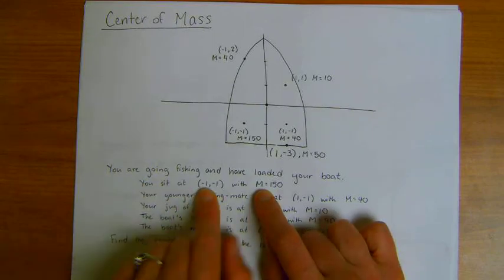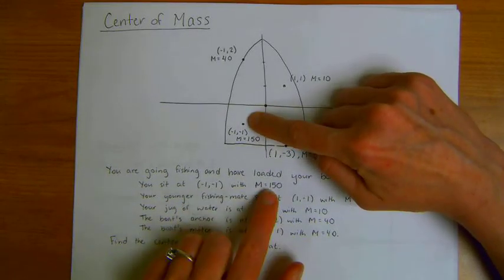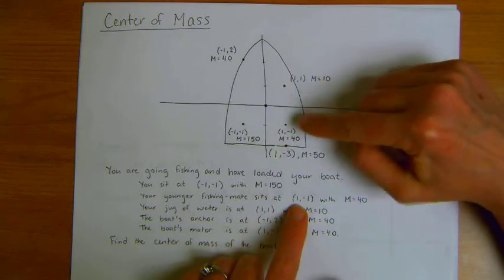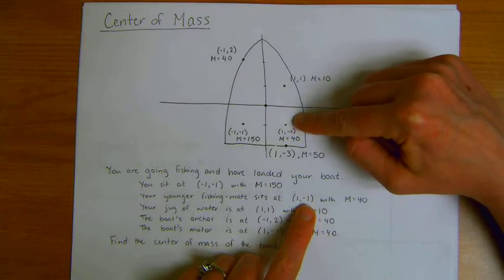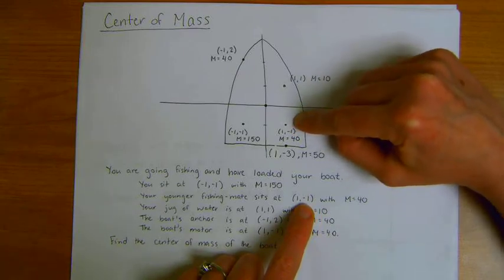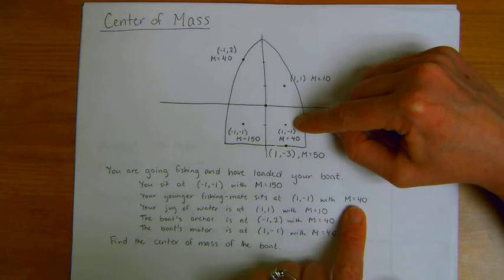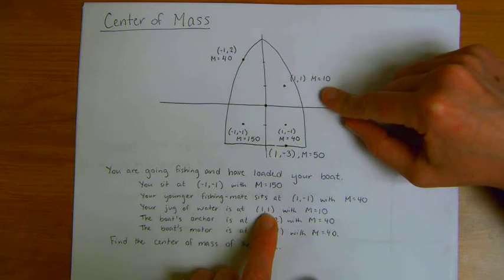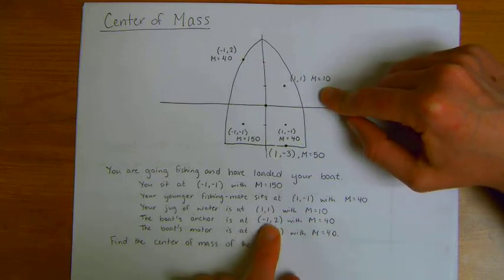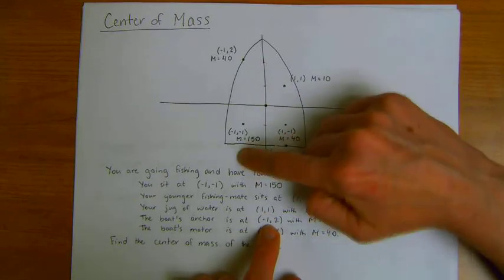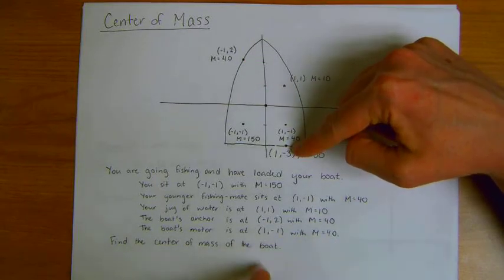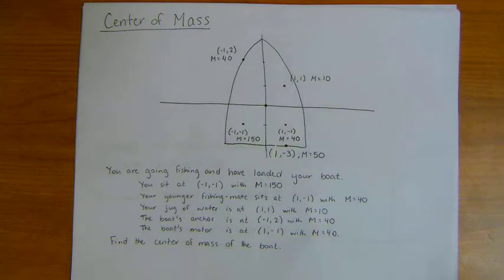But let's say that you're sitting at the coordinate -1, -1, and you have a mass of 150, or a weight of 150. Your younger fisher mate, say it's your niece or your nephew or your little brother, has a mass of 40. You have a jug of water at 1, that weighs 10. You have a boat's anchor at -1, 2, way up here, that has a mass of 40, and also the motor back here that has a mass of 40. And we want to know, is this boat going to tip over? Where's the center of mass given this collection of items?